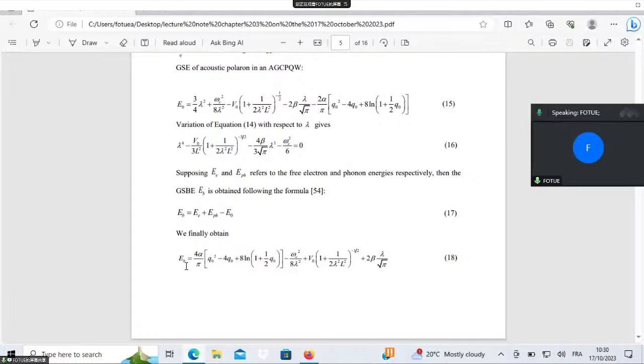The binding energy is proportional to the coupling constant between the electron and the acoustic phonon. We can also see from here that the binding energy is a function of the impurity. As there are more impurities in the crystal, the binding energy will be increased.